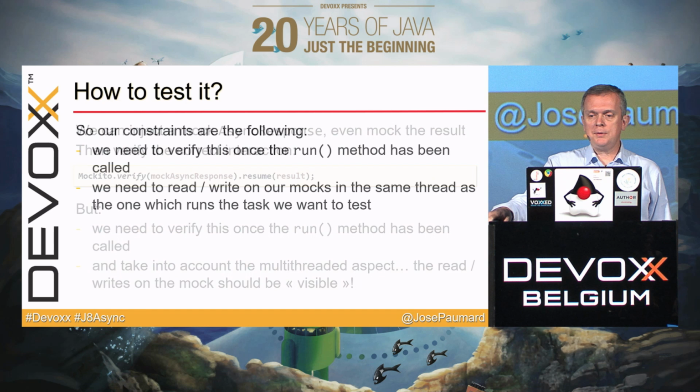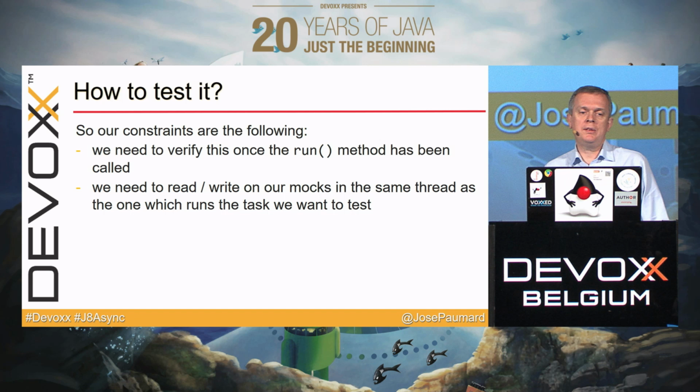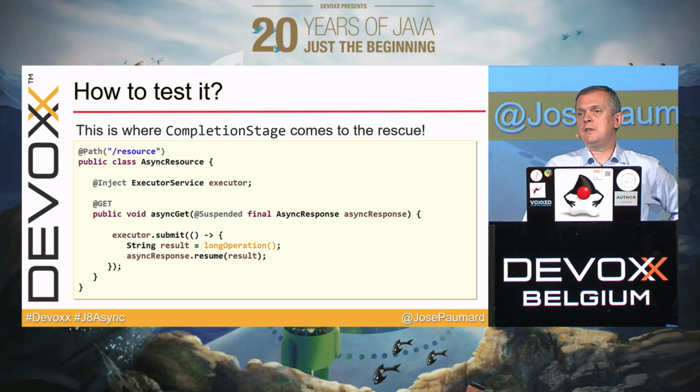So, my constraints are the following. I need to verify my mock once the run method has been executed, and I need to read and write my mock in the same thread as the run has been executed. And this is precisely where the CompletableFuture, or the CompletionStage interface, comes to the rescue.